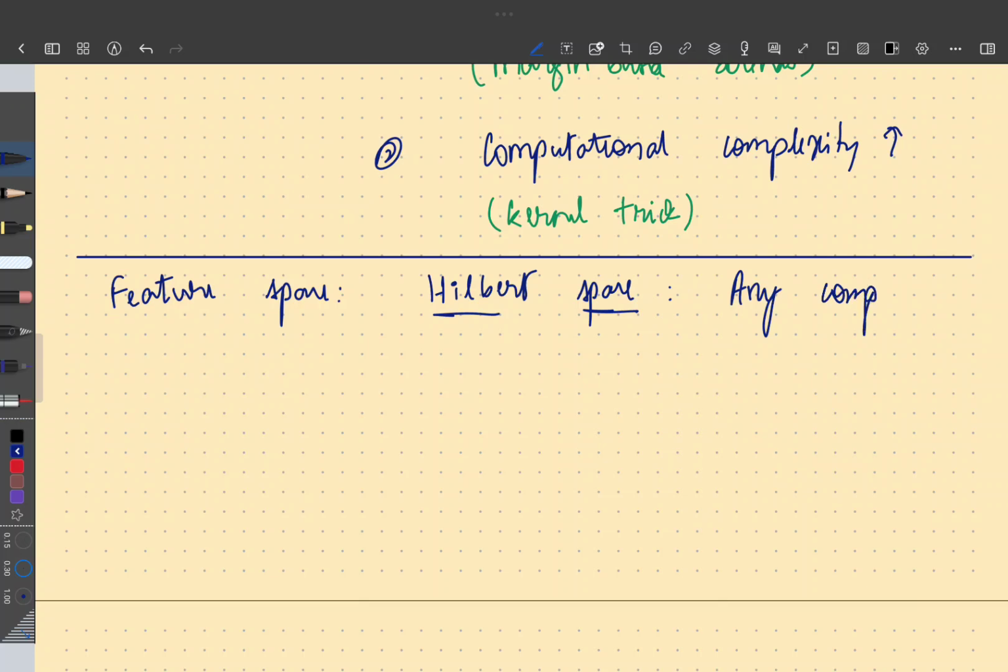Any complete vector space. For now, we'll assume vector spaces over R. So when I say a vector space over R, it means that the underlying field is R. So all linear combinations are real linear combinations of vectors, with an inner product.